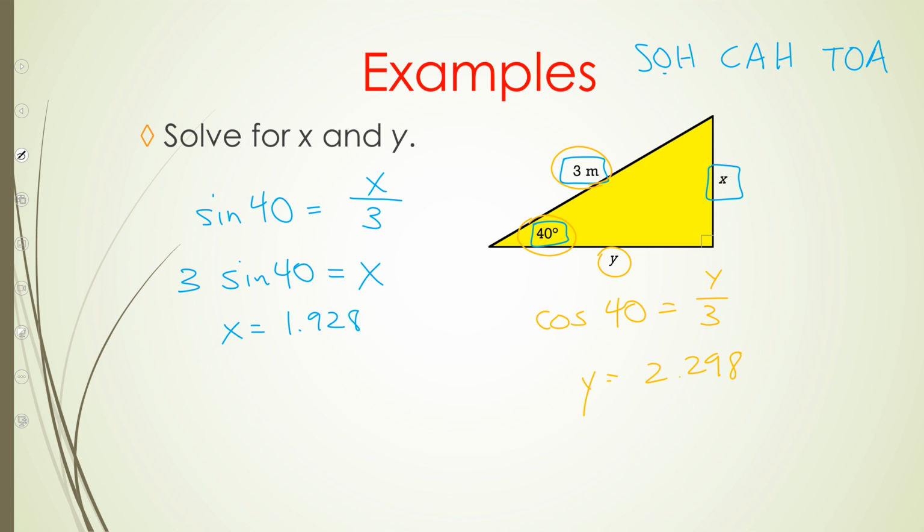Wait. 3 times the cosine of 40. Oh, you're 2.23.